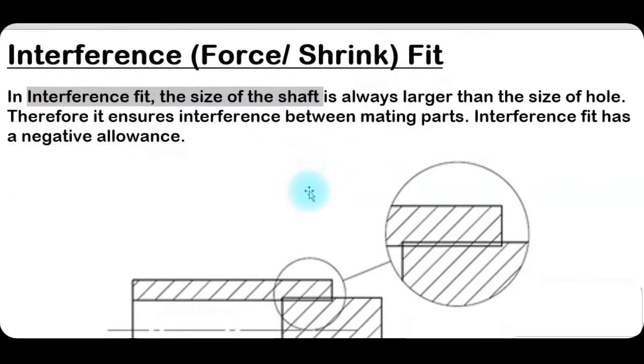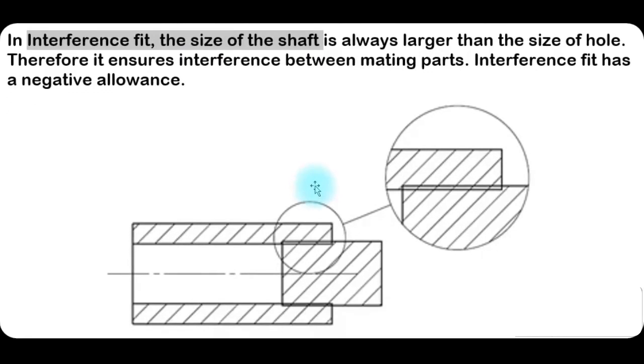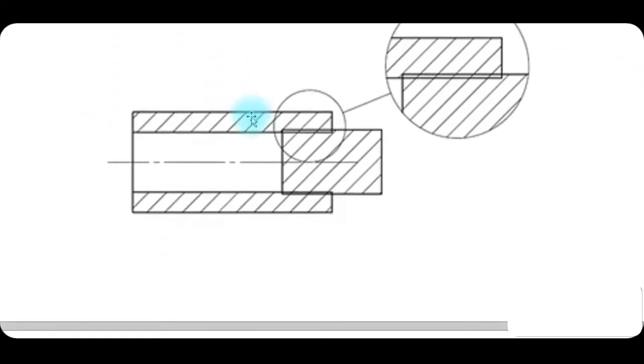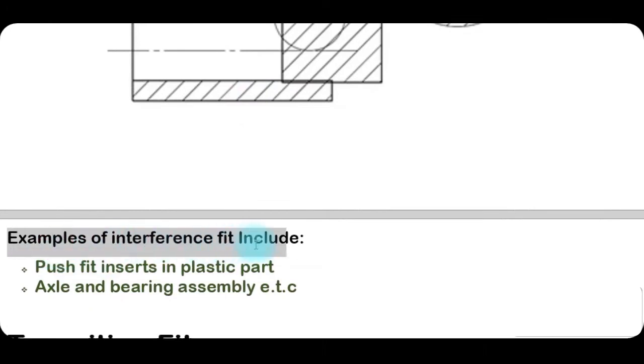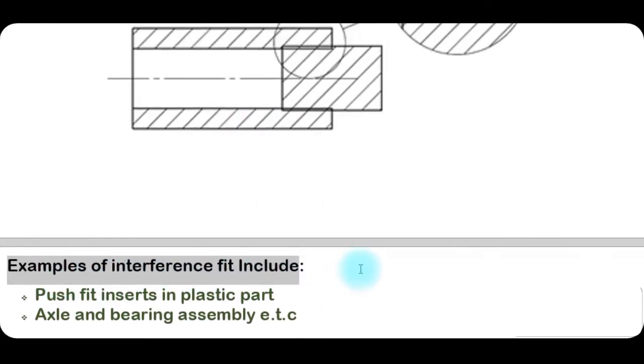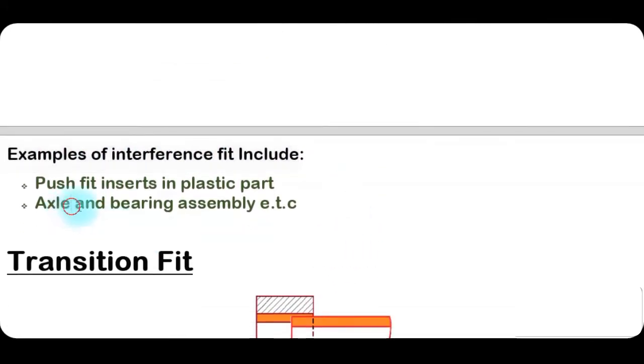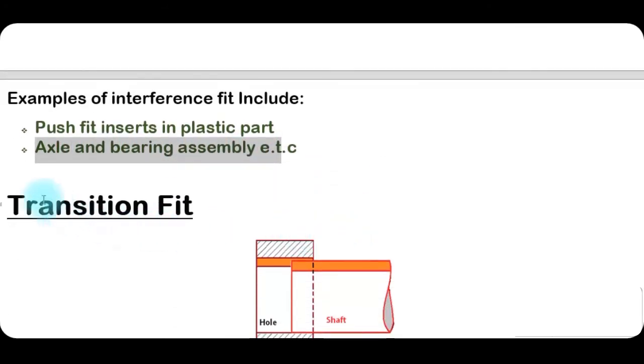And now interference fit, force fit or shrink fit. In interference fit, the size of the shaft is always larger than the size of the hole. Therefore, it ensures interference between mating parts. Interference fit has a negative allowance. For example, interference fits include push-fit inserts in plastic parts, axle and bearing assembly etc.